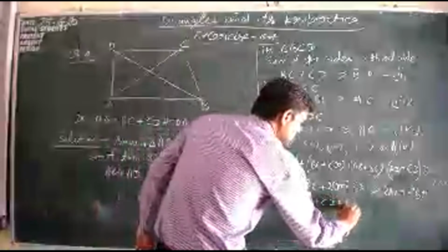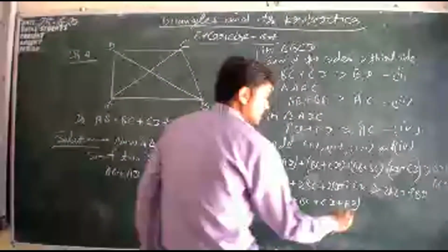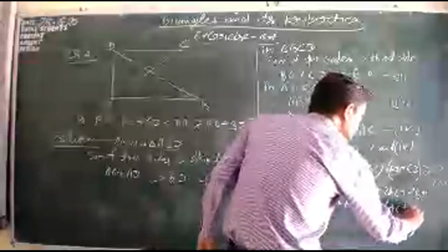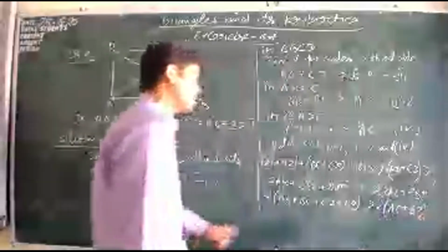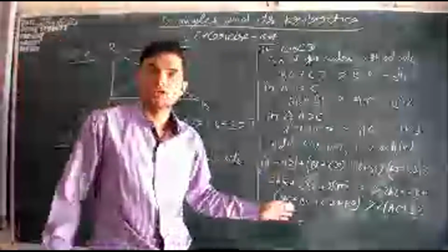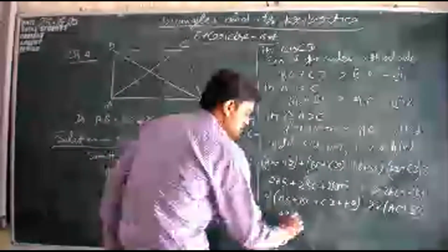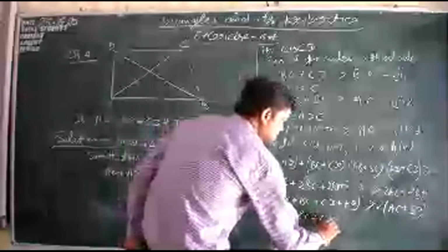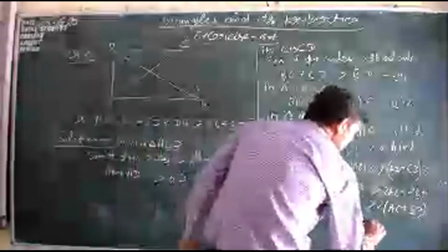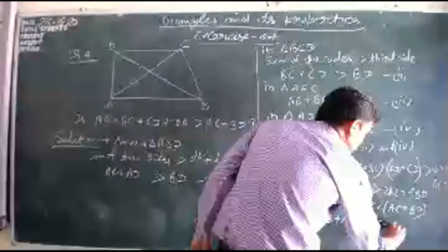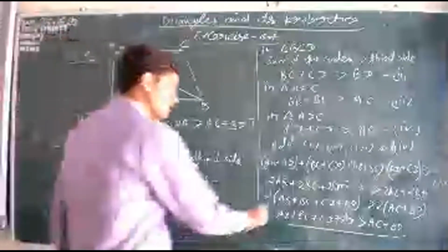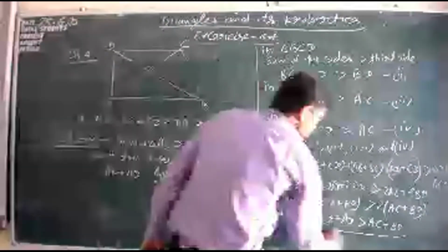CD plus AD) is greater than 2 common (AC plus BD). Clear. 2 can be cancelled out on both sides, or we can divide by 2 on both sides, and we get the answer that is AB plus BC plus CD plus DA is greater than AC plus BD. Clear? That is the simple method, we can calculate the answer easily.